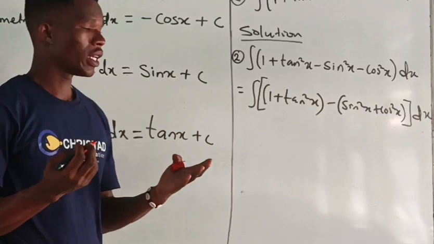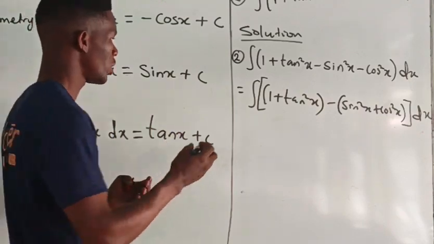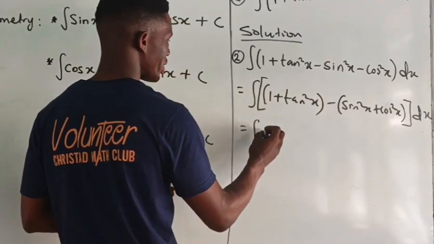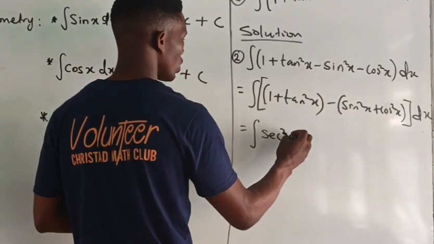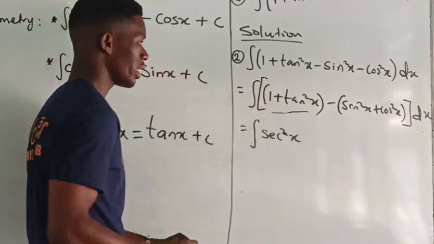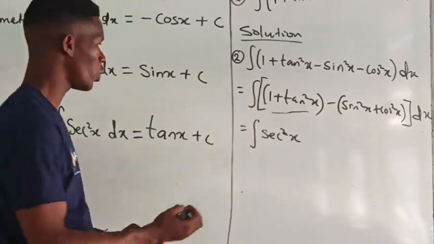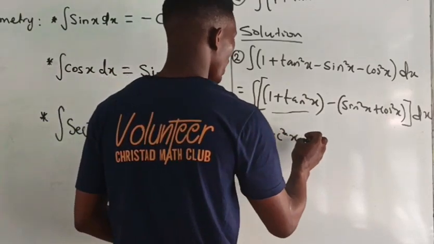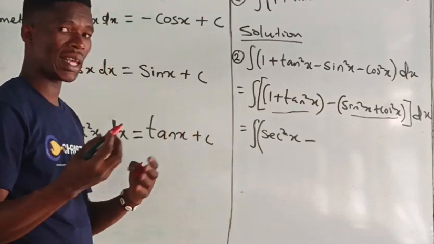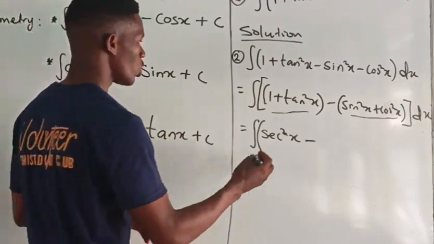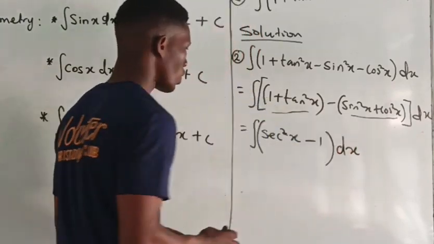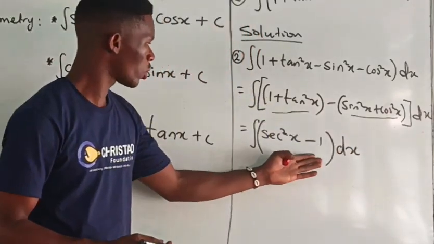Alright. Now we know that from our trigonometric identity, 1 plus tan square x is sec square x. So this is not magic. 1 plus tan square x is sec square x. That is from the trigonometric identity that we know. Then we have minus. Now sine square x plus cos square x, from the same trig identity that we know, it is 1. So we have minus 1 here. And we have the dx. So what we have here is sec square x minus 1 dx.